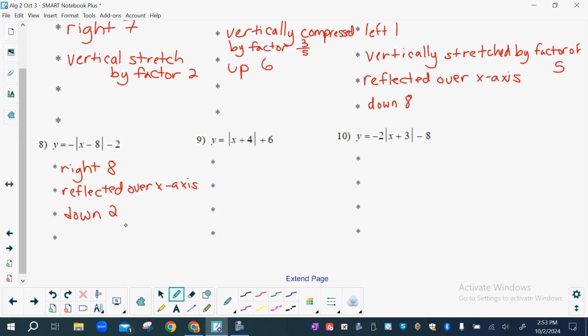Do you want me to show you why that would be? I want to talk about why that down 2 has to be last. If I did right 8 then down 2, my first graph would start here. Then my right 8 and down 2 would look something like this. And then when I reflect it over the x-axis, it moves way up here.